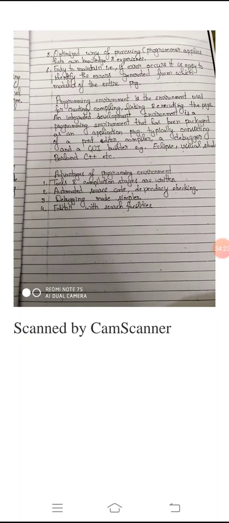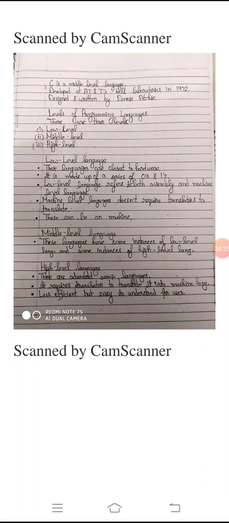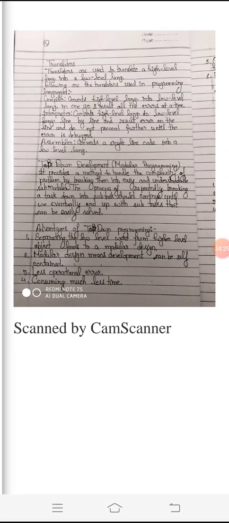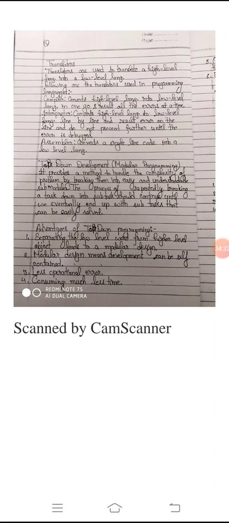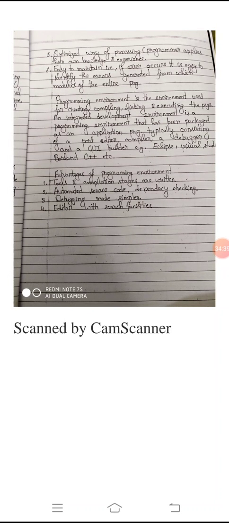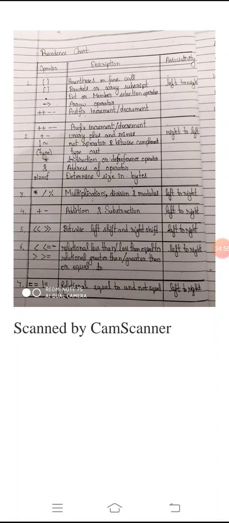So what have we read till now? We have read the levels of programming, the types of translators, and the functionalities of modular programming. We also had a short discussion on the programming environment, how a program compiles, executes and gives an output, and the advantages of those programming environments. And we have discussed what precedence and associativity are.